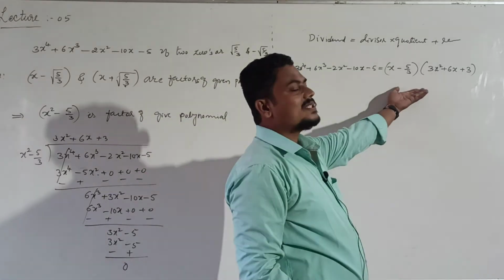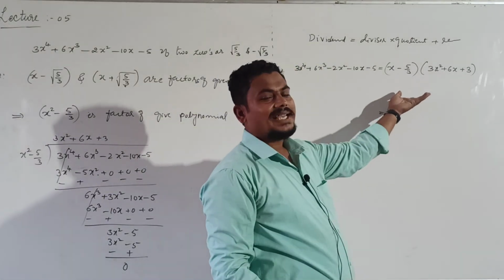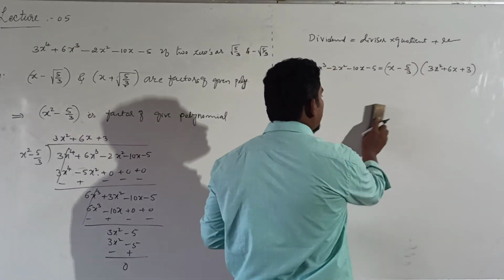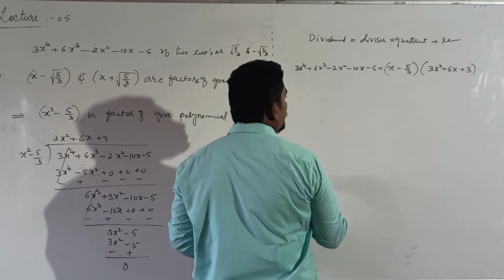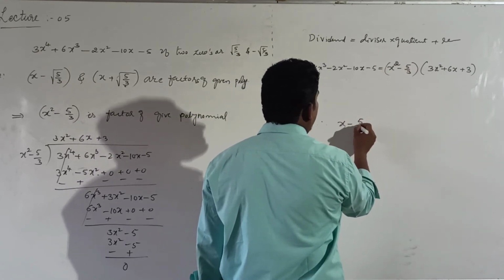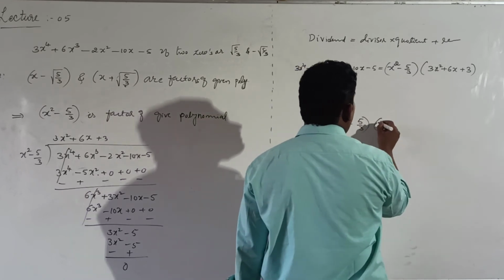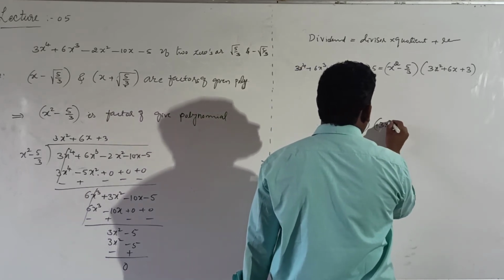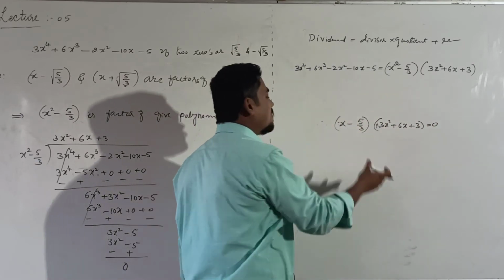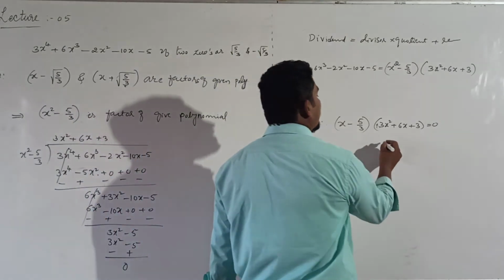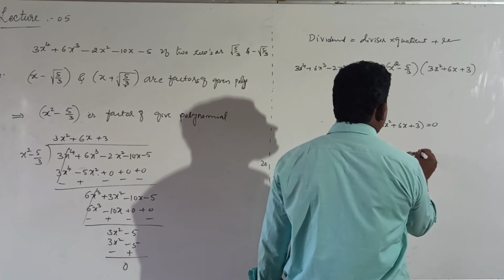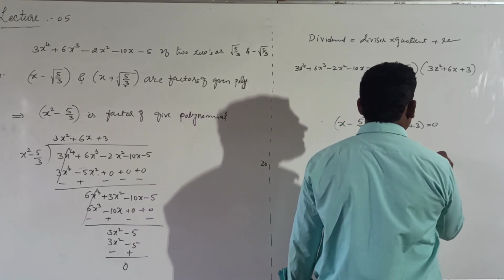We need the solution of this polynomial. Both are equal, means we can take any one. For easier simplification, I will take equivalently this polynomial. We need zeros, so equate. It is x square minus 5 by 3 into 3x square plus 6x plus 3 equal to 0. Already these two roots are given, just equate the second factor. Therefore 3x square plus 6x plus 3 equal to 0.